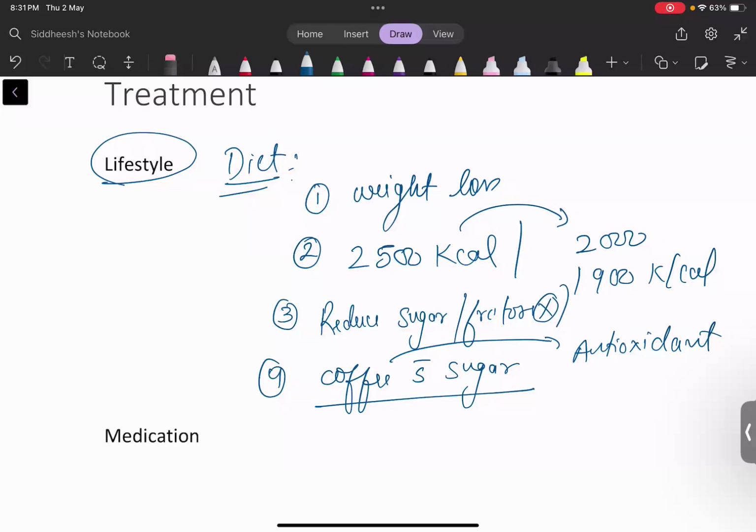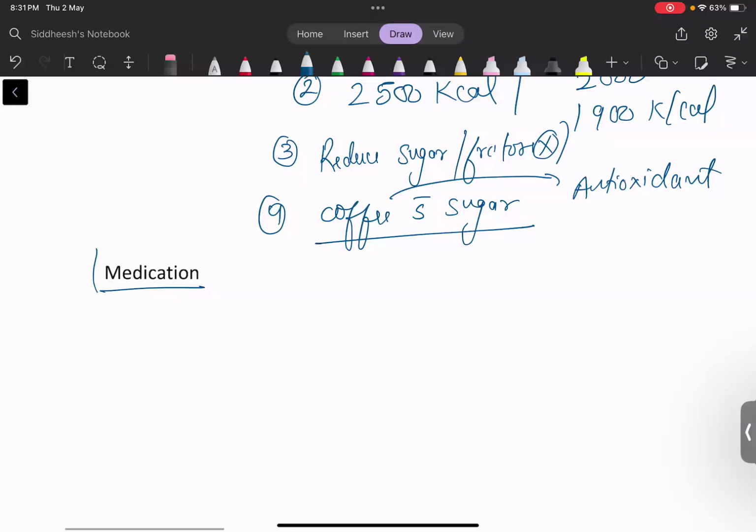The next thing we have is the medication part. For medication, we are not using anything as such as of now, but there are two things in our textbooks to be used among patients with NASH, but not with NAFLD. So the first thing is what? Capsule vitamin E. Capsule vitamin E. You have two options now.